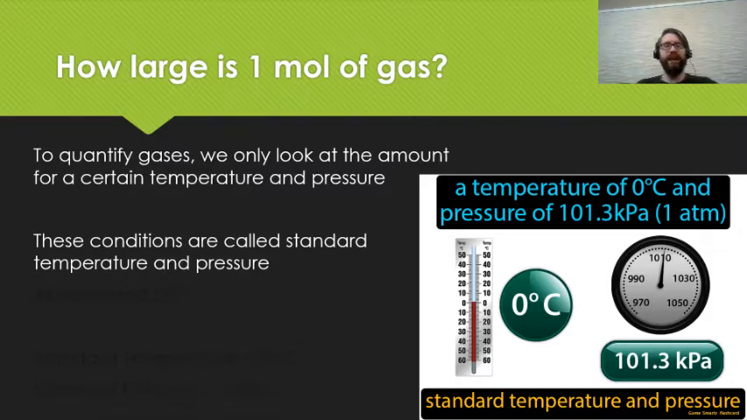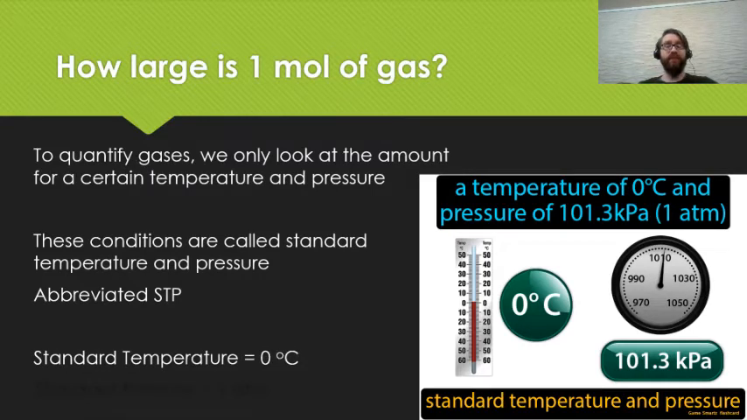We abbreviate this STP for standard temperature and pressure. And so when you see STP, it immediately tells you something. The gas is at 0 degrees Celsius and it's at 1 atmosphere. And with that, we can start doing some conversions. The only conversions for now that I'm going to tell you about are at STP anyway.